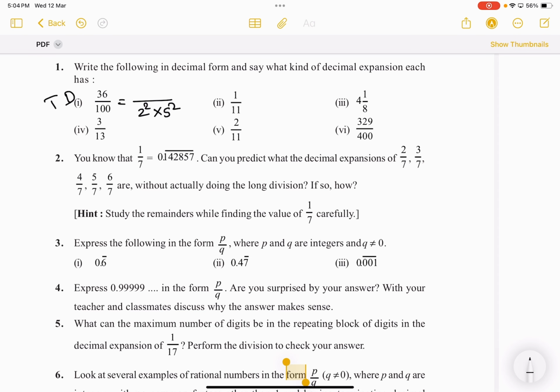Got it? And the next one, 11: non-terminating decimal because there is no 2 or 5. 8: only 2, so it is a terminating decimal. This is 13: non-terminating decimal. 11: non-terminating decimal. 400: it is with only 2 and 5, so it is a terminating decimal. Easy, right? Understood? You have to check the denominator. Suppose you get any other number in the denominator, whether it cancels with the numerator or not, you have to check. Finally, after reducing, you must get only 2 and 5 combinations.